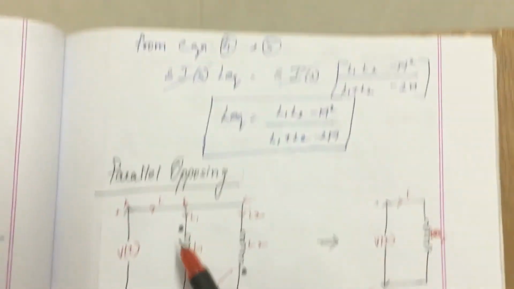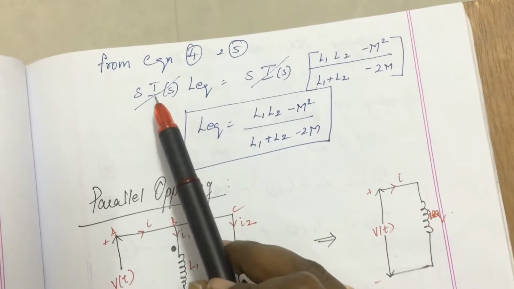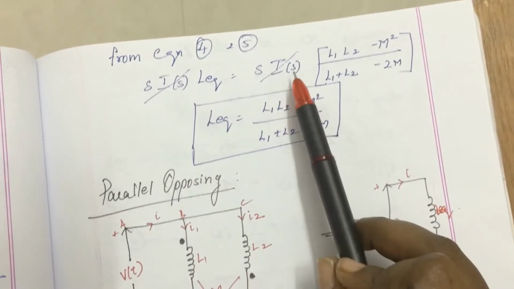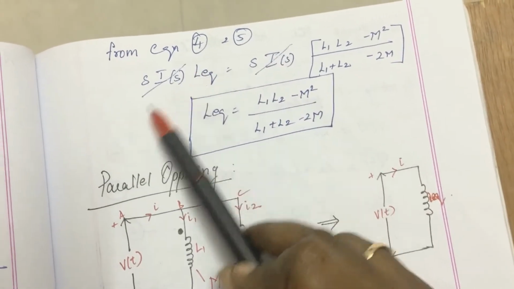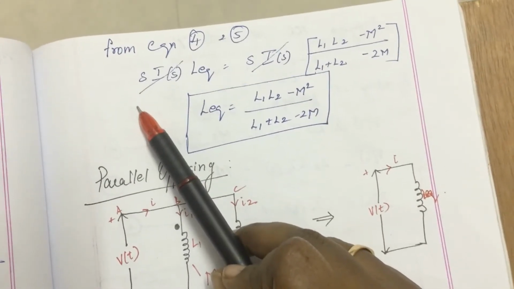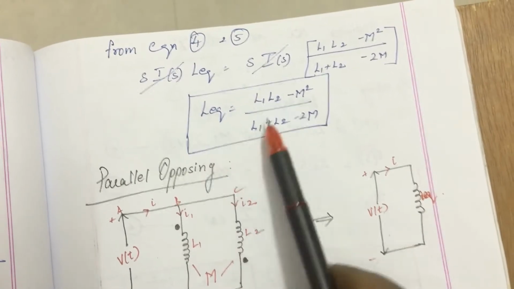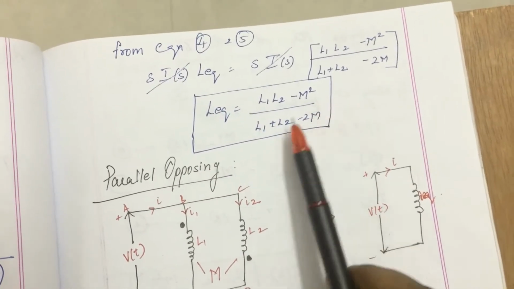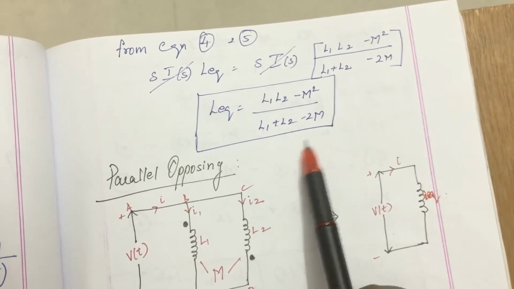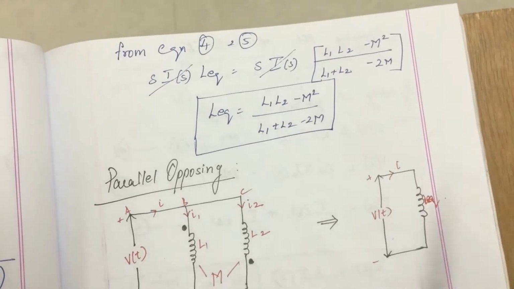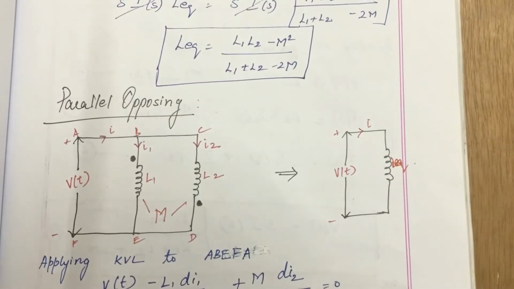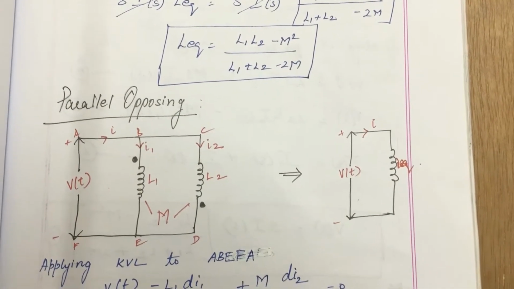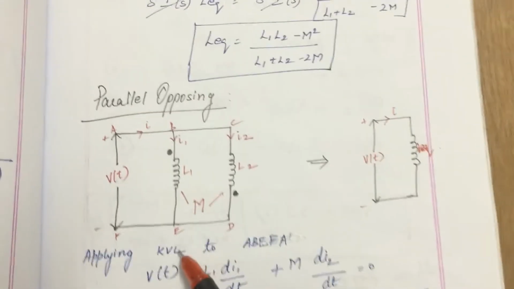So when I'm equating these two equations, S I of S Leq is equal to S I of S times the other expression, and the S I of S on both sides is going to get cancelled. So Leq is equal to L1 L2 minus M square divided by L1 plus L2 minus 2M. So this is how I got my parallel aiding equation. Now I am going to see how we are going to handle the parallel opposition connection.